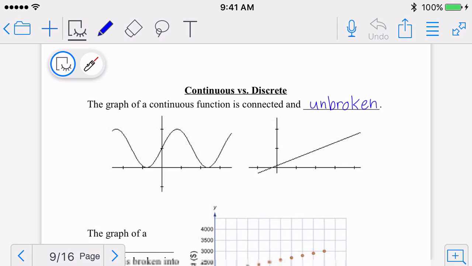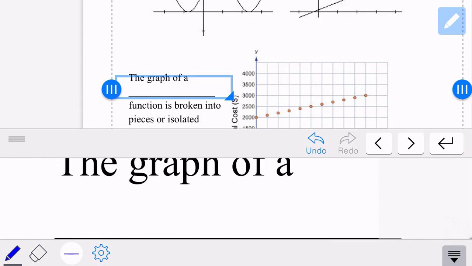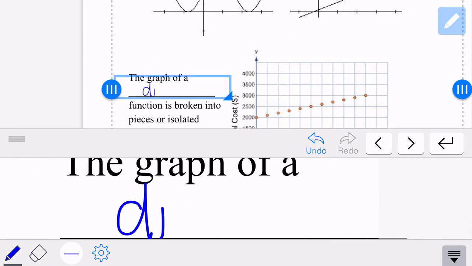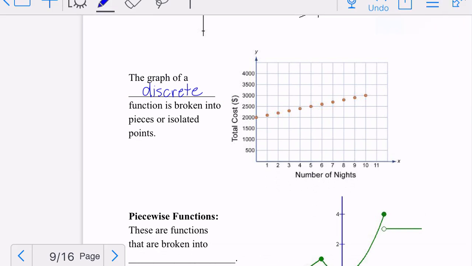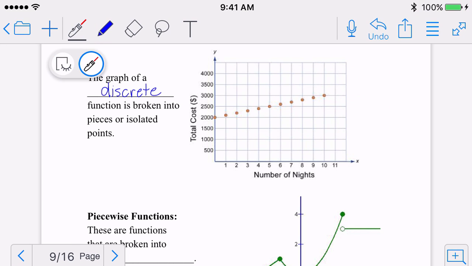Then moving on down, the graph of a discrete function. So we're going to put discrete in here. It is broken into pieces or isolated points. This is pretty much the opposite of continuous. A discrete function is where you just have all of these little points going on, okay? Anything that's not connected, these are all in pieces. If I draw it, I have to pick up my pen every single time to plot those points. So it's discrete, not continuous.